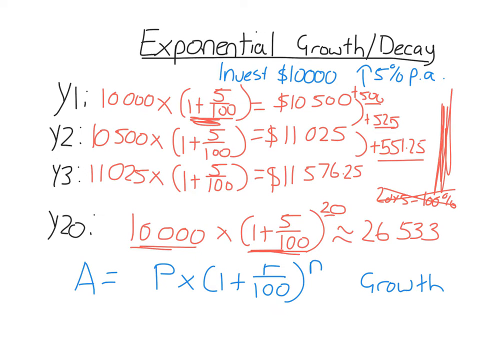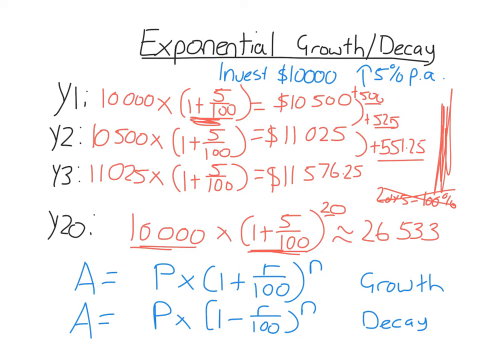Now, if it's decaying, if it's decreasing each year, it's a very similar formula, except instead of a plus in the brackets, there's a minus. The reason for that is, let's say I wanted to decrease by 5% each year. That's the same as finding 95% of the amount each year. And 1 minus 5% gives you 95%.